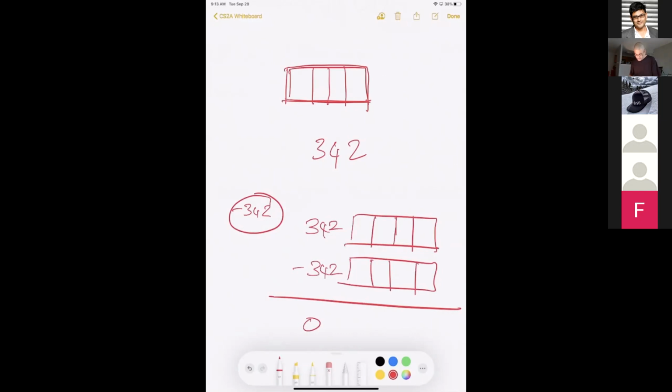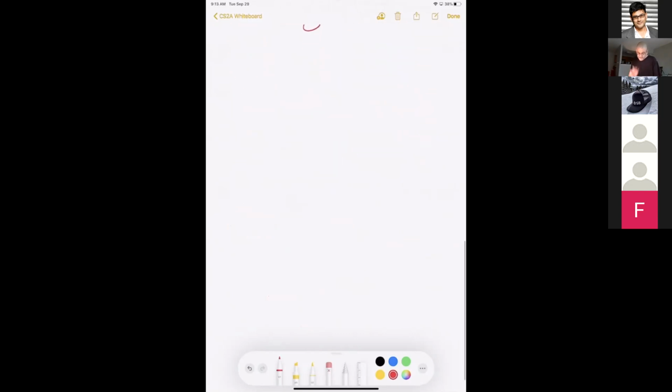Since I have only 4 boxes, I'm going to exploit this fact. Let's take 342 and try to make up another number. Let me call that ABCD. This is 0342, our 4-digit number. And if I add these two, I should get 0, 0, 0, 0. And it's only 4 digits.